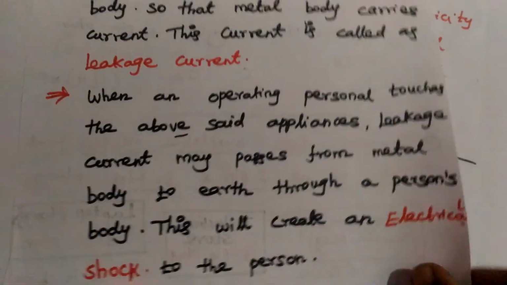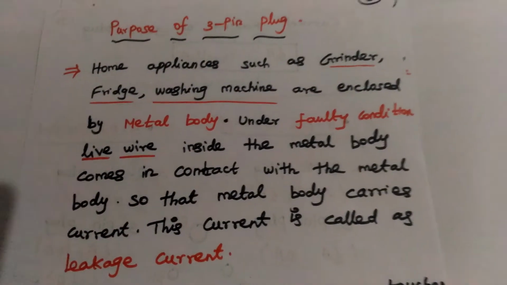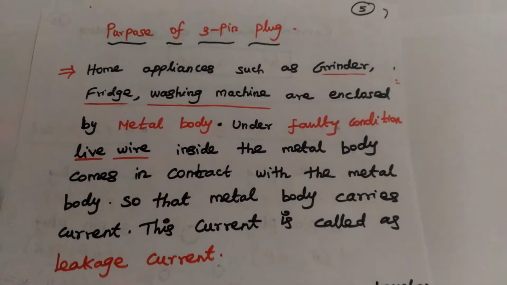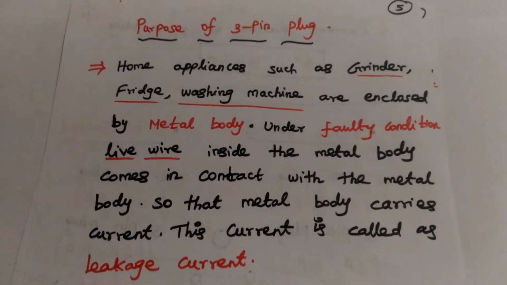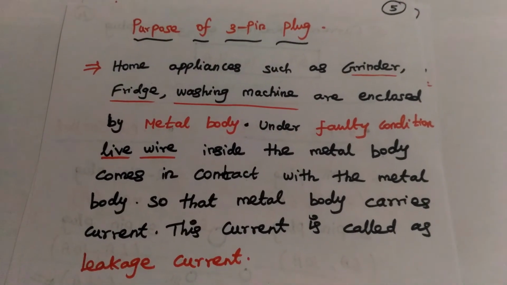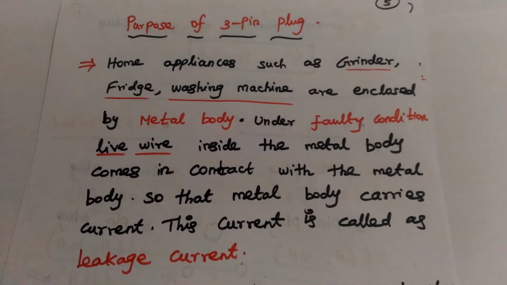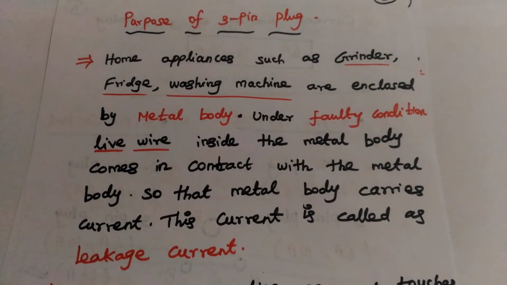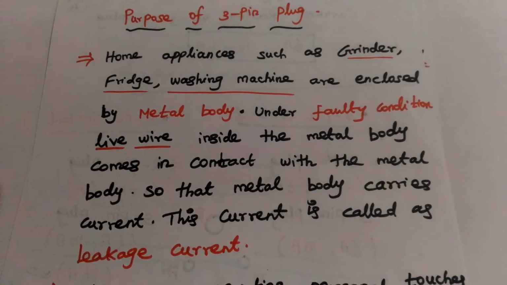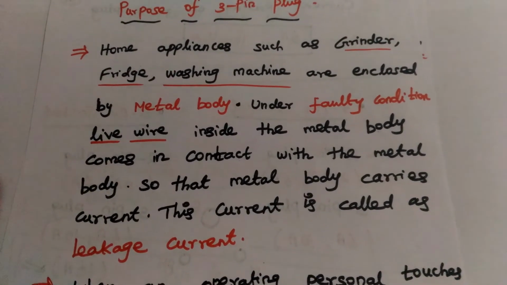And next we will see what is the purpose of using a 3-pin plug. Instead of using a 2-pin plug for power loads we are using a 3-pin plug. So what is the reason? I already said that home appliances like grinder, fridge, washing machine, water heater and microwave oven come under power loads. They have a metal body, that is, power load appliances are covered or enclosed by a metal body.